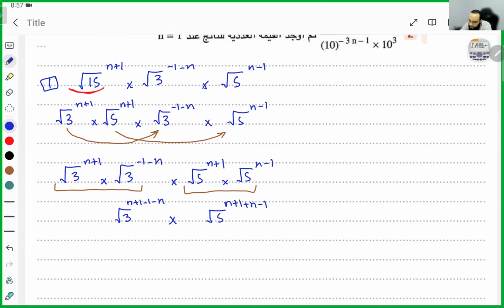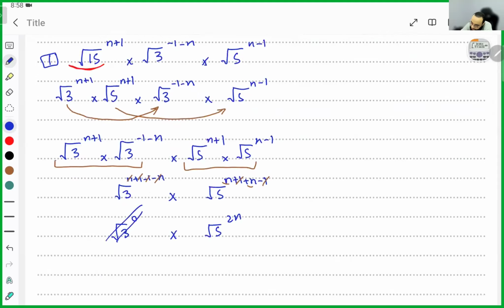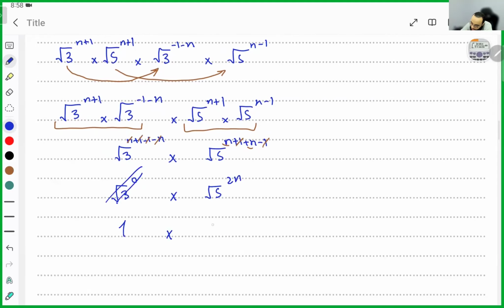So right now it's root 3, n minus n, and 1 minus 1, so it's root 3 power 0. And here n plus n is 2n and the 1 is gone. This is 1. Then it's 1 times root 5 power of 2n, which is root 5 power of 2n. This is the simplest form.